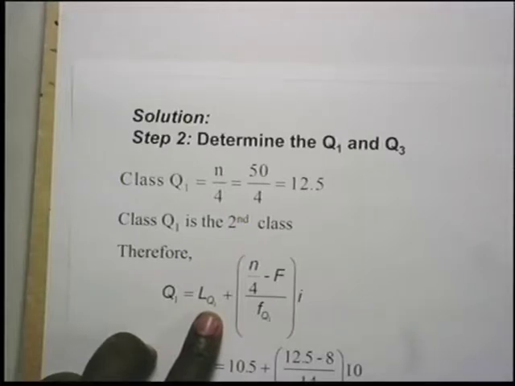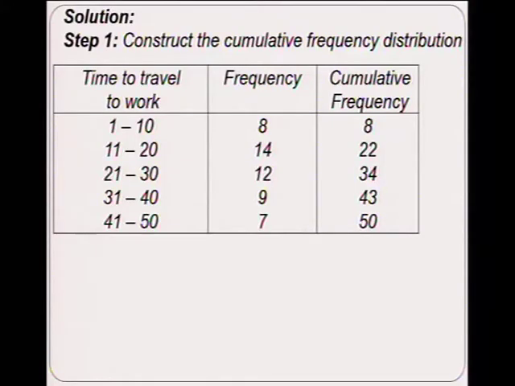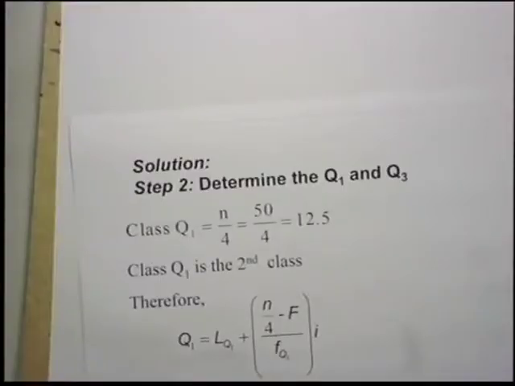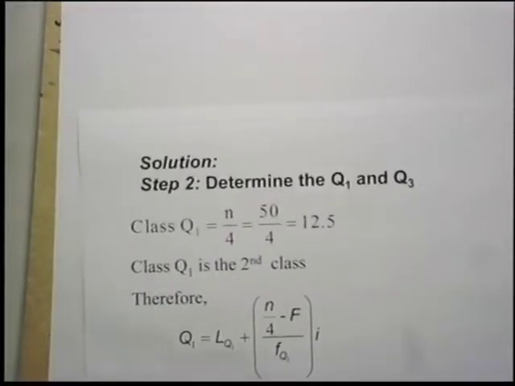Like I said, here we've got our lower boundary, it's 11 in the second class, but we've got 10 as the upper boundary in the previous class, 1 to 10. I've said you can take 11 or 10.5, and that's what we've used this time around. So our LQ becomes 10.5, which we got by adding 10 and 11 and dividing by 2. Our N we know is 50, right?